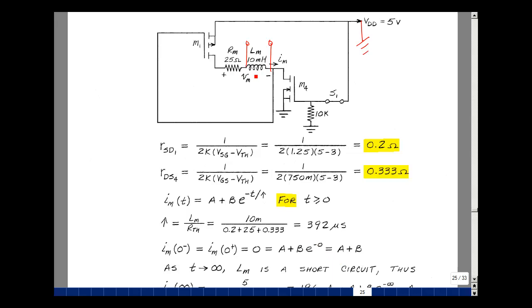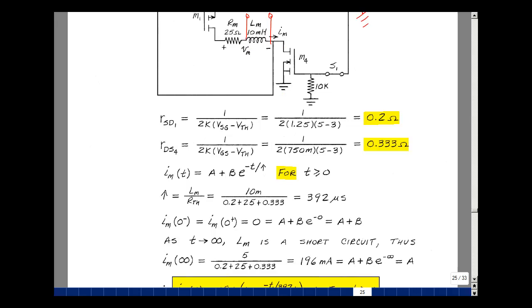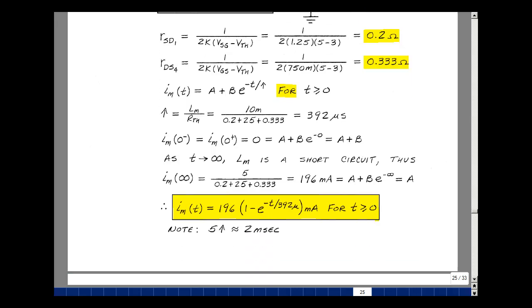We can analyze the circuit with a short circuit present here. The current that's flowing in here is going to be the current in the resistances. That's going to be the 5 volts on top. I've got a resistance here of 0.2, 25, short, and then I've got 0.333 ohms. The value of the current as we approach infinity is 5 volts divided by these 3 resistances, and that's 196 milliamps. That's going to be my equation, A plus B times e to the minus infinity over tau, and e to the minus infinity is 0. It's the value of A.